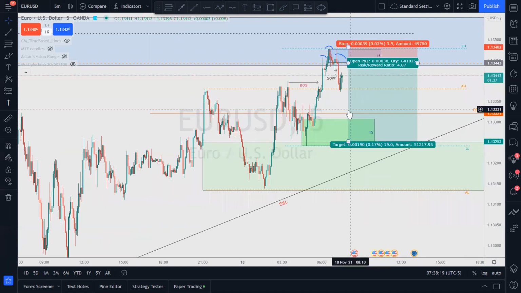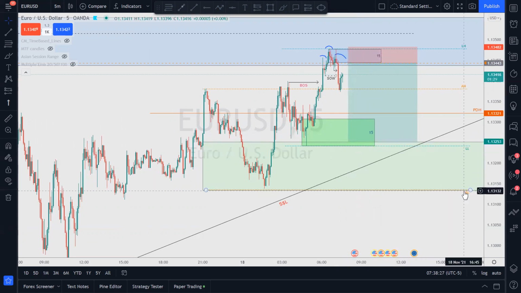You want to take a profit before it gets here. Look at it. It's coming up there. You want to take profit come down here. We have the Asia low down here. That's the low of the day. It established that.